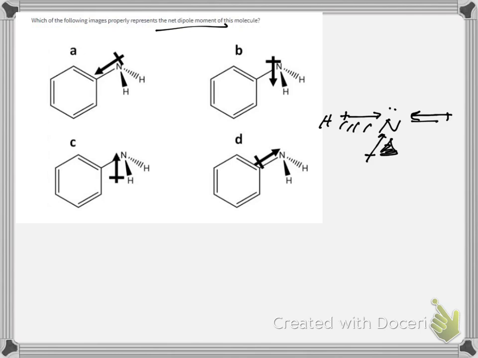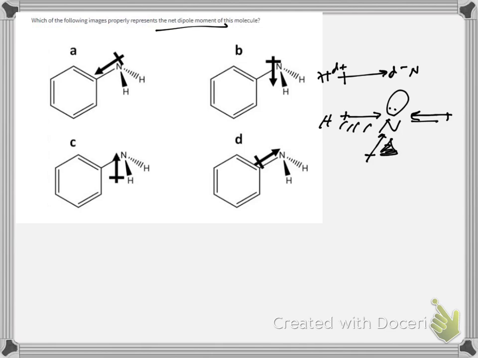It's challenging. A lot of students don't want to call this polar because it looks like all of these might cancel. Remember, our bond dipole is partial plus to partial minus, and so that's going to be the nitrogens here and the hydrogens here. So we do that for 3 contributions, and now there isn't a 4th contribution because of the lone pair here.